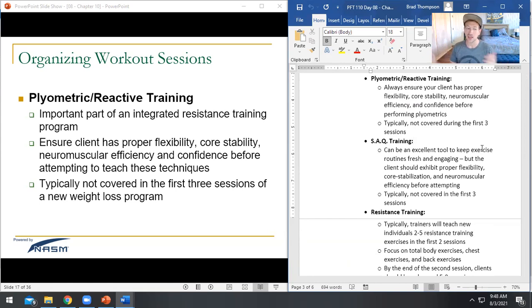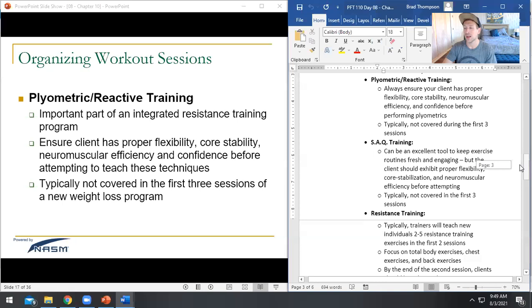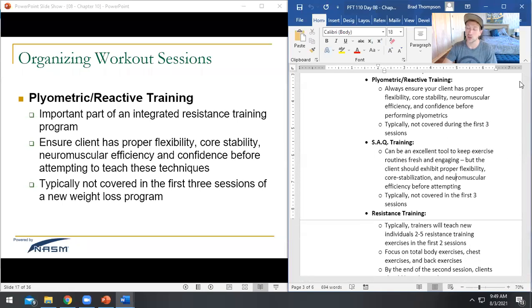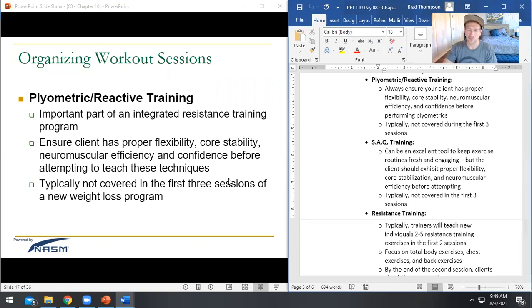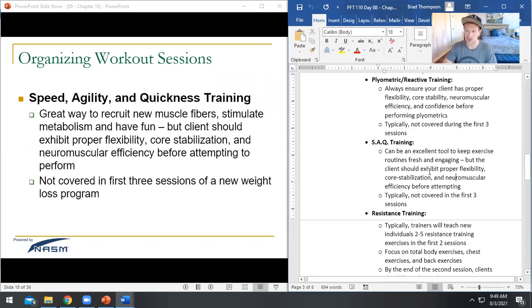They don't meet the criteria. Reactive training is probably a little bit too high impact, could be very hard on the knees. Great way to burn a lot of calories, which we know is our goal, but probably not appropriate in the first 3 sessions. That's another really fun goal to work up towards, by the way, and be like, hey, let's see if we can work up to doing a couple box jumps. That's a fun sort of outcome and process goal.